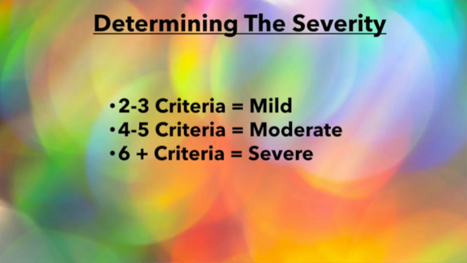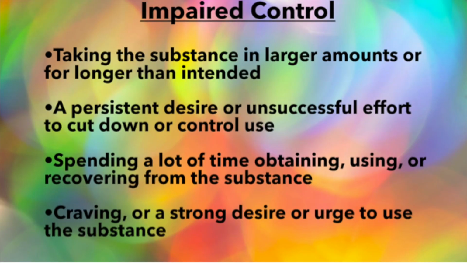If you've got 2 or 3 of these criteria, typically that's going to put you on the mild end of that spectrum. If you've got 4 or 5, that's going to put you at the moderate, and 6 or more will move you into the severe category. That helps me understand what level of care you need. Depending on how severe the disorder is, it gives me some guidance on the best plan of action as we move forward. Let's talk a little bit about the first category, and that's impaired control.